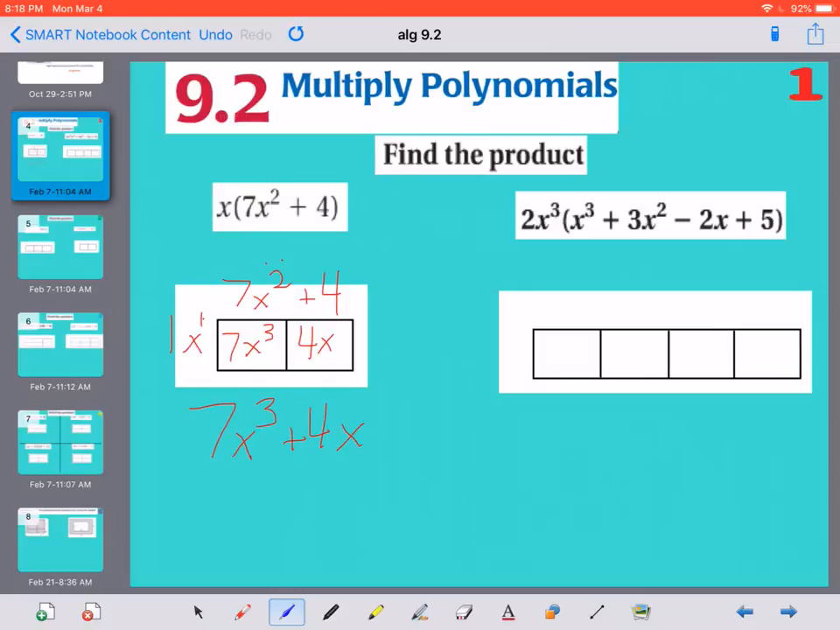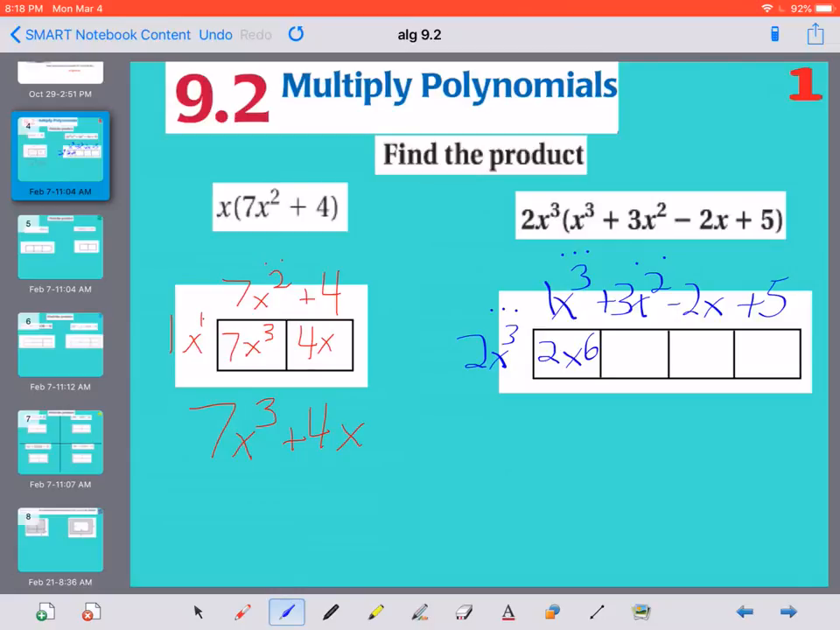If I go over here, I have 2x cubed times x cubed plus 3x squared minus 2x plus 5. So first of all, I'm going to start 2 times 1. Well, that's going to give me 2. For this x, I have 1, 2, 3 x's. I also have 1, 2, 3 x's here. So total, I have x to the 6th power. Here I have 2 x's.